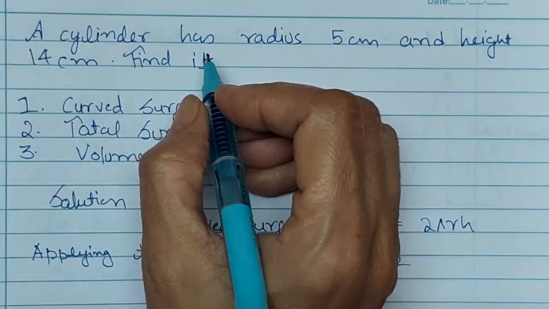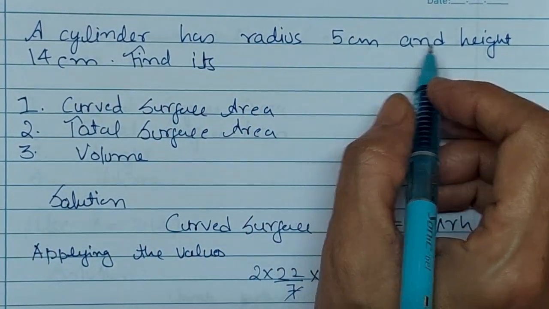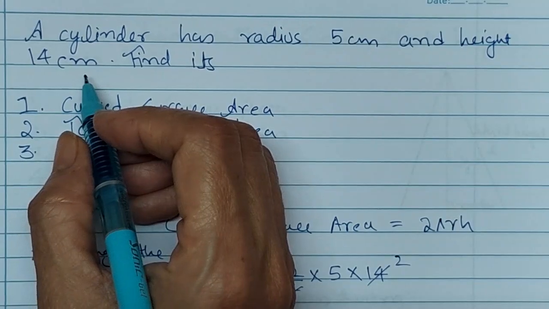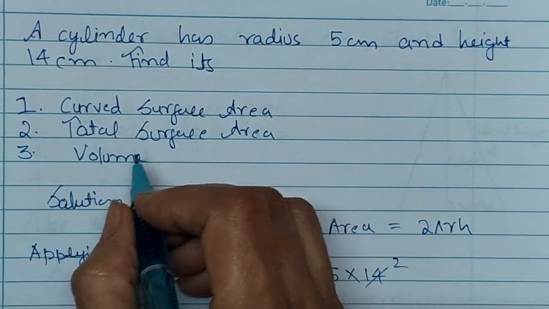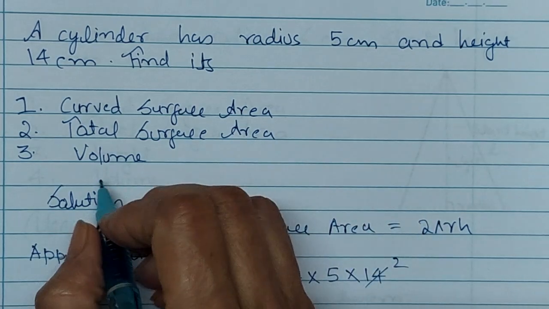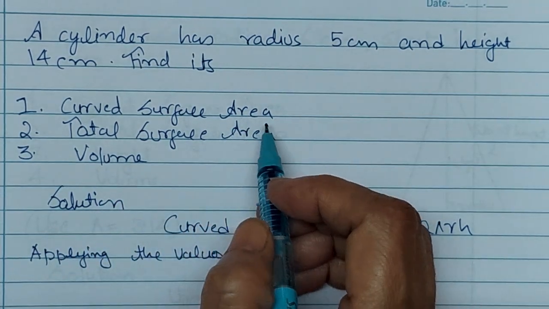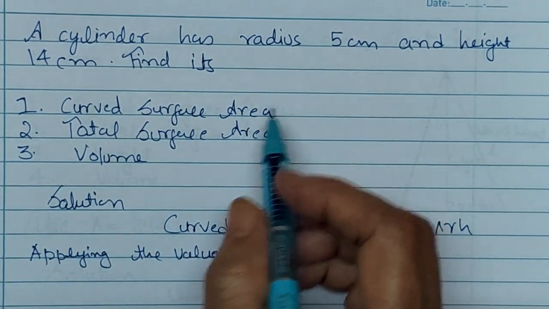A cylinder has radius of 5 centimeter and height 14 centimeter. Find its curved surface area, total surface area, and the volume. So we have to calculate these three things.